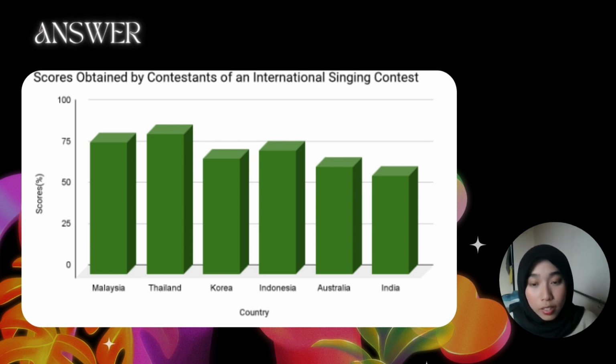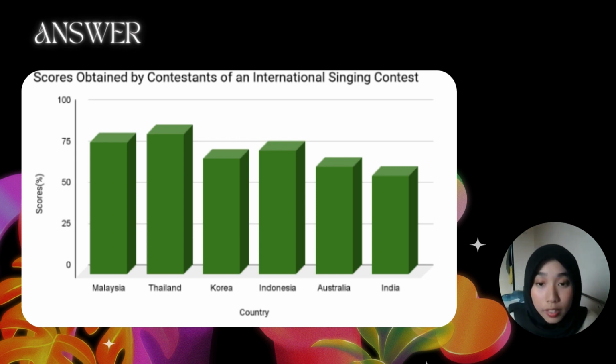So from the table given, it says that Malaysia gets 8.0 over 10. So if we convert it into percentage and put it in the bar chart, Malaysia will get 80%. So if you look closely at the Malaysia bar, it isn't exactly on 75, but a little bit above 75. That shows that Malaysia gets 80% and not 75%.